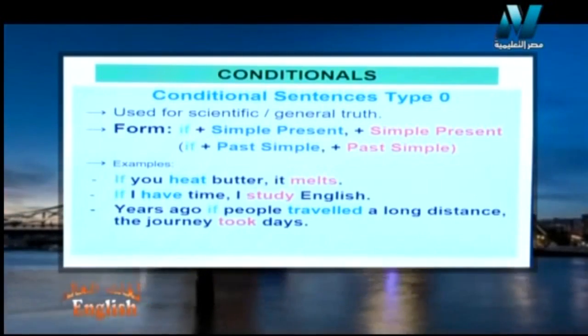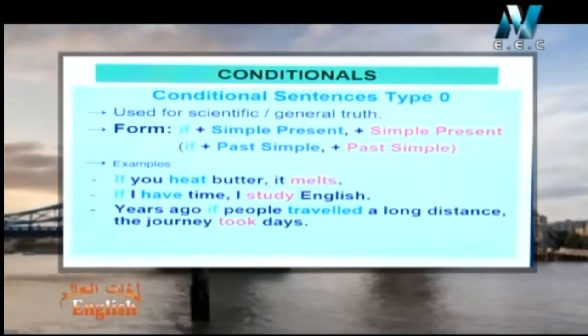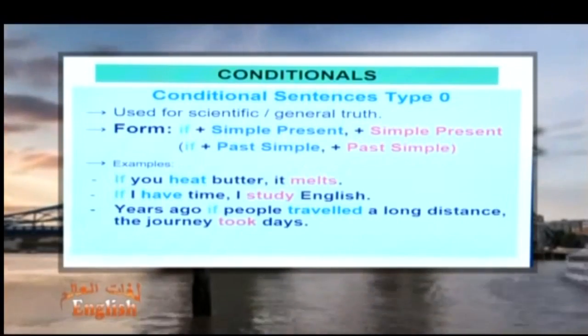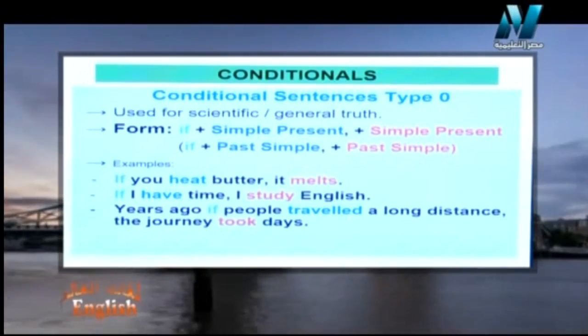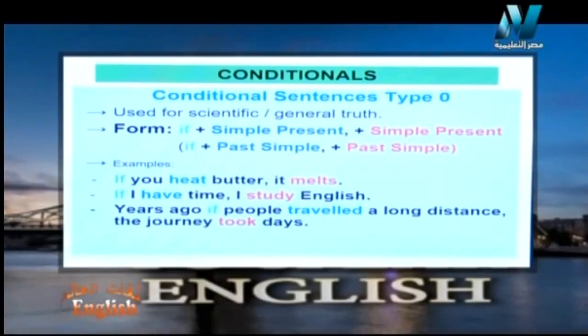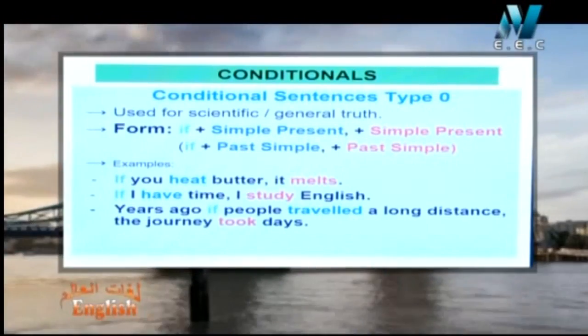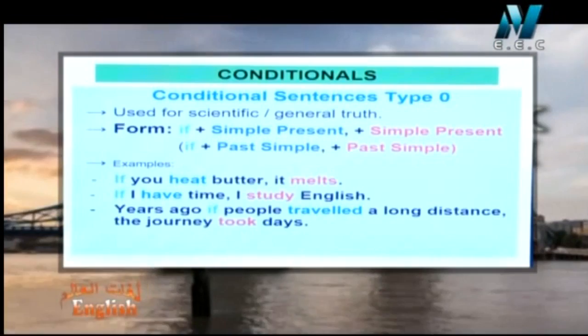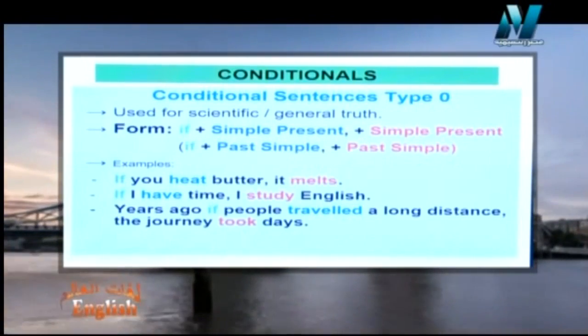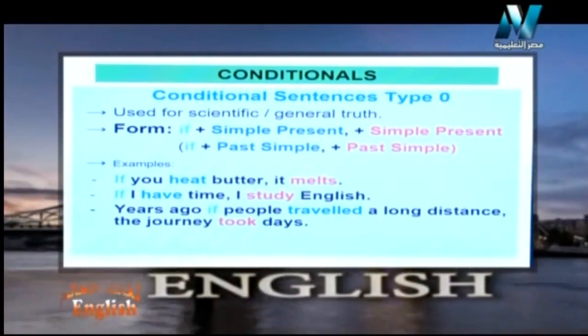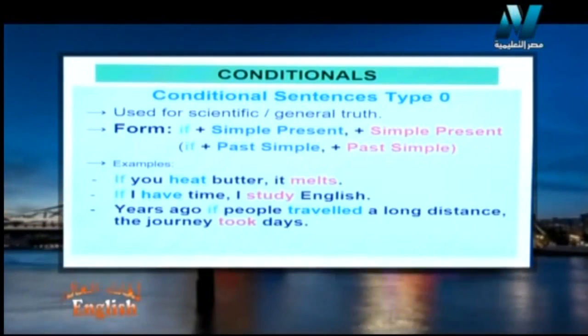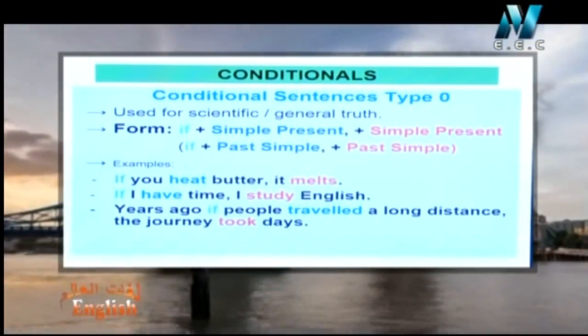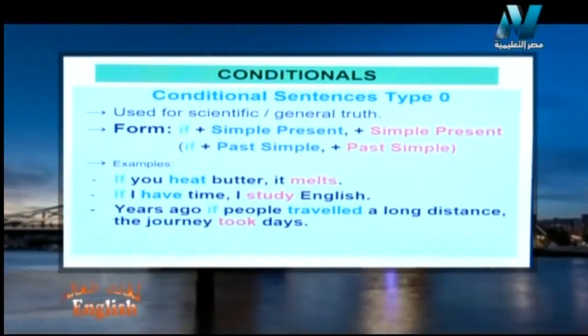Can I use this form in the past? Yes. Actually, I can use it in the past. Like when I say, years ago, if people traveled a long distance, the journey took days. It's a general truth about the past. Years ago, if people traveled a long distance, the journey took days. So, the zero condition or the zero type deals with general truth or scientific truth.